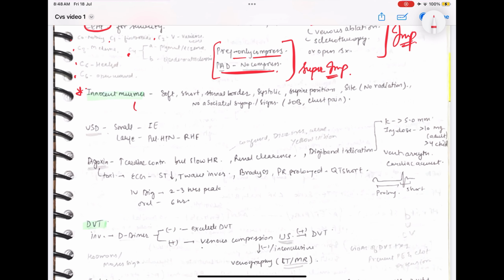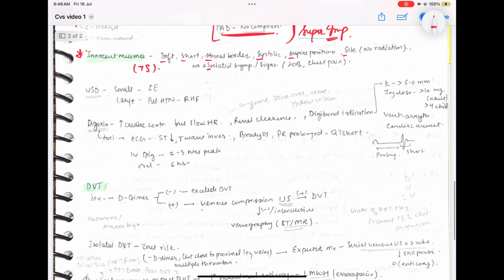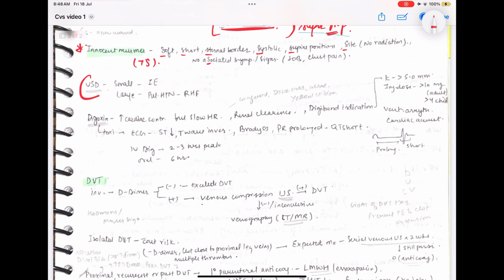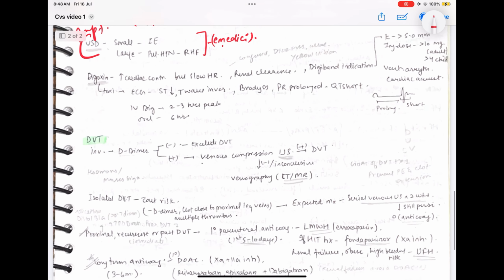Now innocent murmurs, 7 S's. I have written all the 7 S's here. You have to remember all these things, and then you'll be able to make the diagnosis out of it. So next one is VSD. So these two important things are there in eMedicine also. They have asked this in AMEDEX also. So if there is a small VSD, then the complication is infective endocarditis, and if the VSD is large, then right heart failure, you'll have to remember.